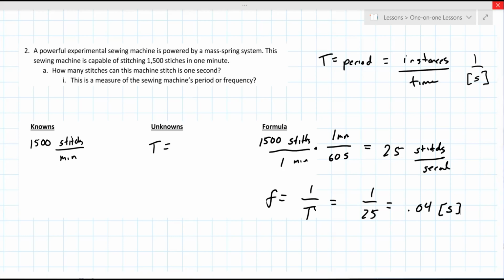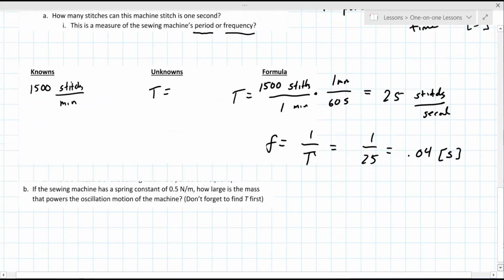For part A1, is it the period? Is that what we were looking for? Yes, we found the period. We actually found both, but this is the period, and this is the frequency down here. All right. Frequency F equals 1 over T equals 1 over 25 equals 0.04 Hz.